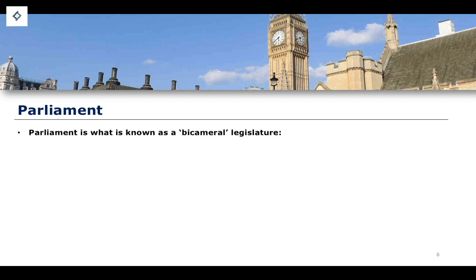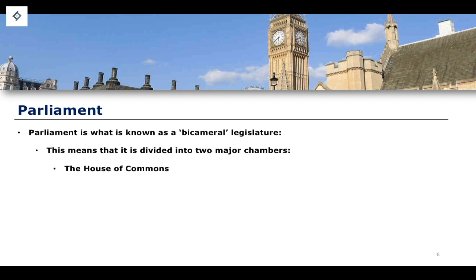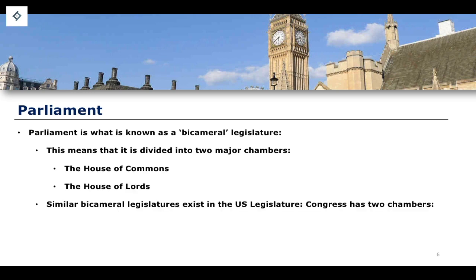So ultimately, let's think about the structure of Parliament then. Parliament is what we describe as a bicameral legislature. What does this mean? Well, it means that it is divided into two chambers. You have the House of Commons and you have the House of Lords. Similar to other legislatures in other parts of the world, again, I refer to the United States. The US legislature is, of course, Congress, at least at the federal level, and Congress has two chambers as well. It has the House of Representatives, and then it has the Senate.